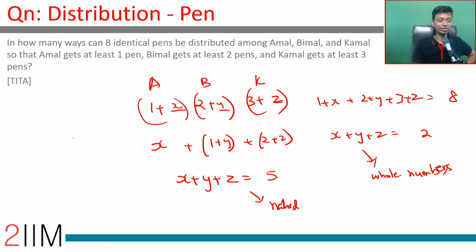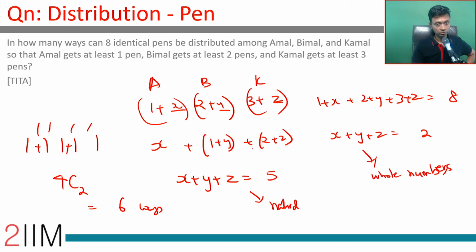Now if you're talking about this, it's like 1, 5 ones. Some two slots we need to put a plus symbol out of these four, which can be done in 4C2 ways, which is 6 ways. We can even list down and find.